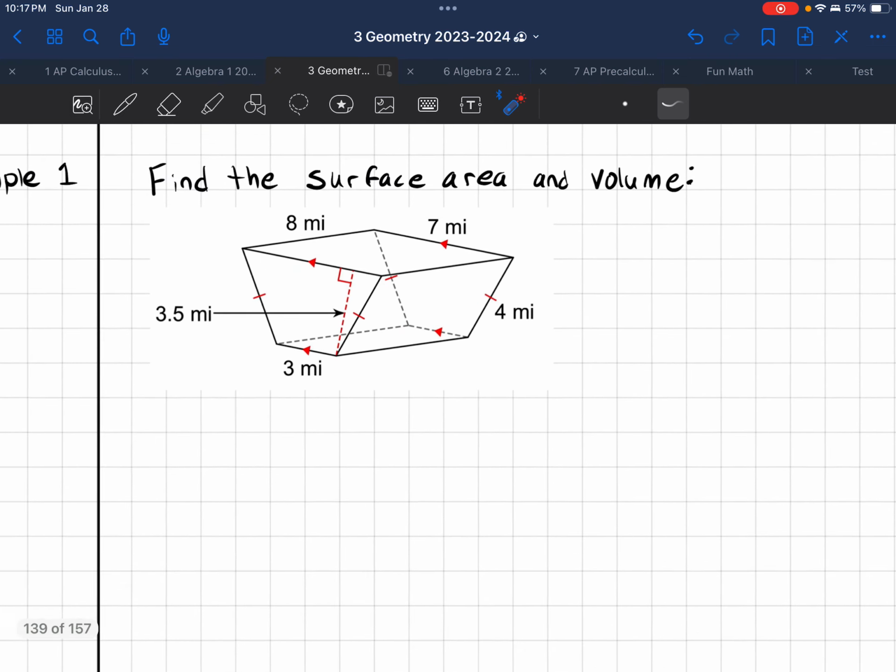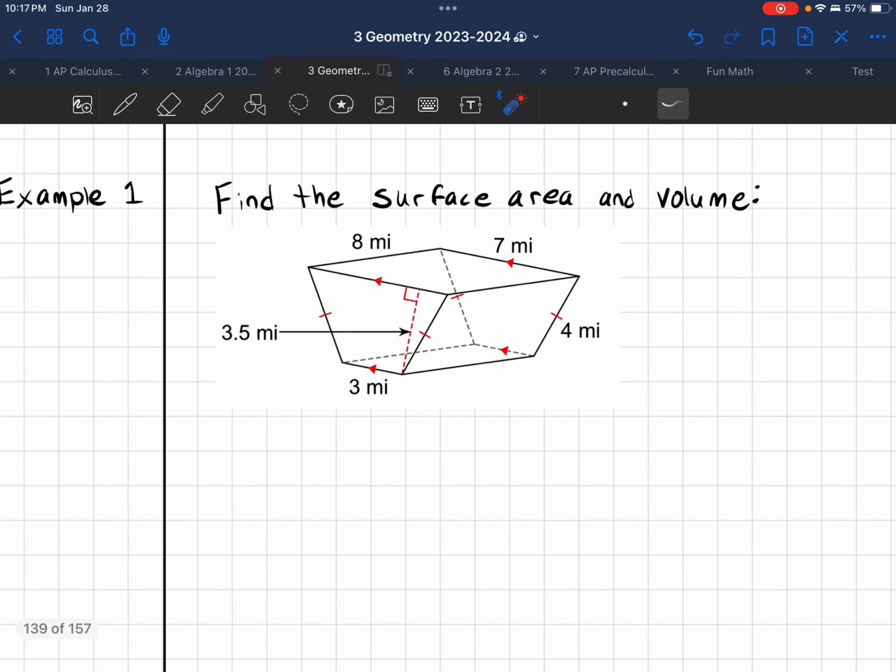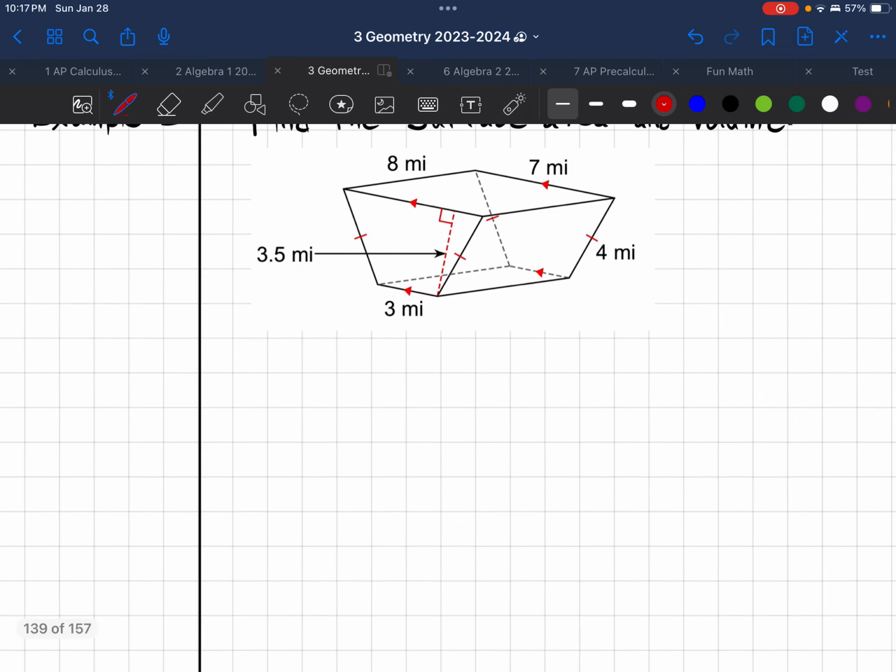So in number 1, we want to find surface area first. And when we find the surface area, a lot of those numbers are going to help us discover what the volume is. The first thing that I'm seeing for the surface area is this really hard trapezoid shape right here that I want to deal with first. So I'm going to redraw it because that's my strategy.